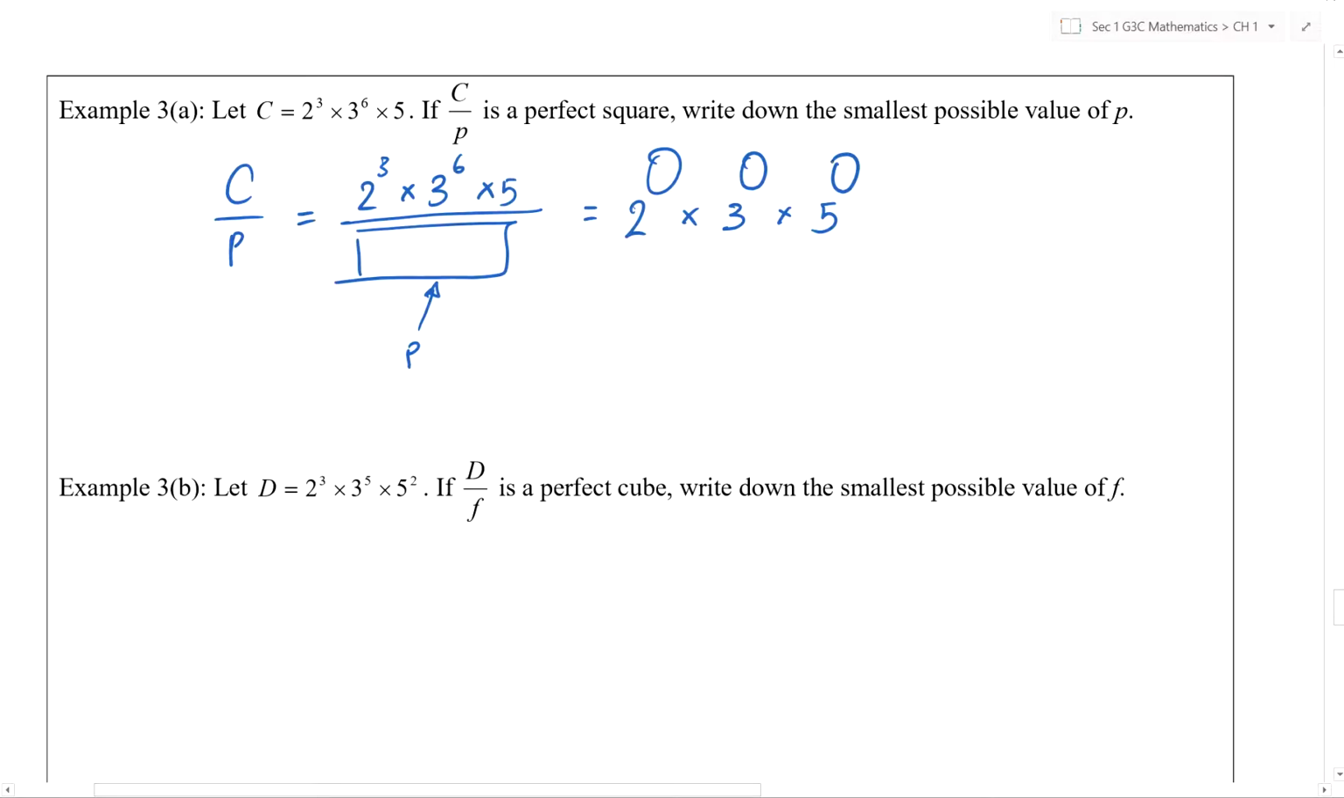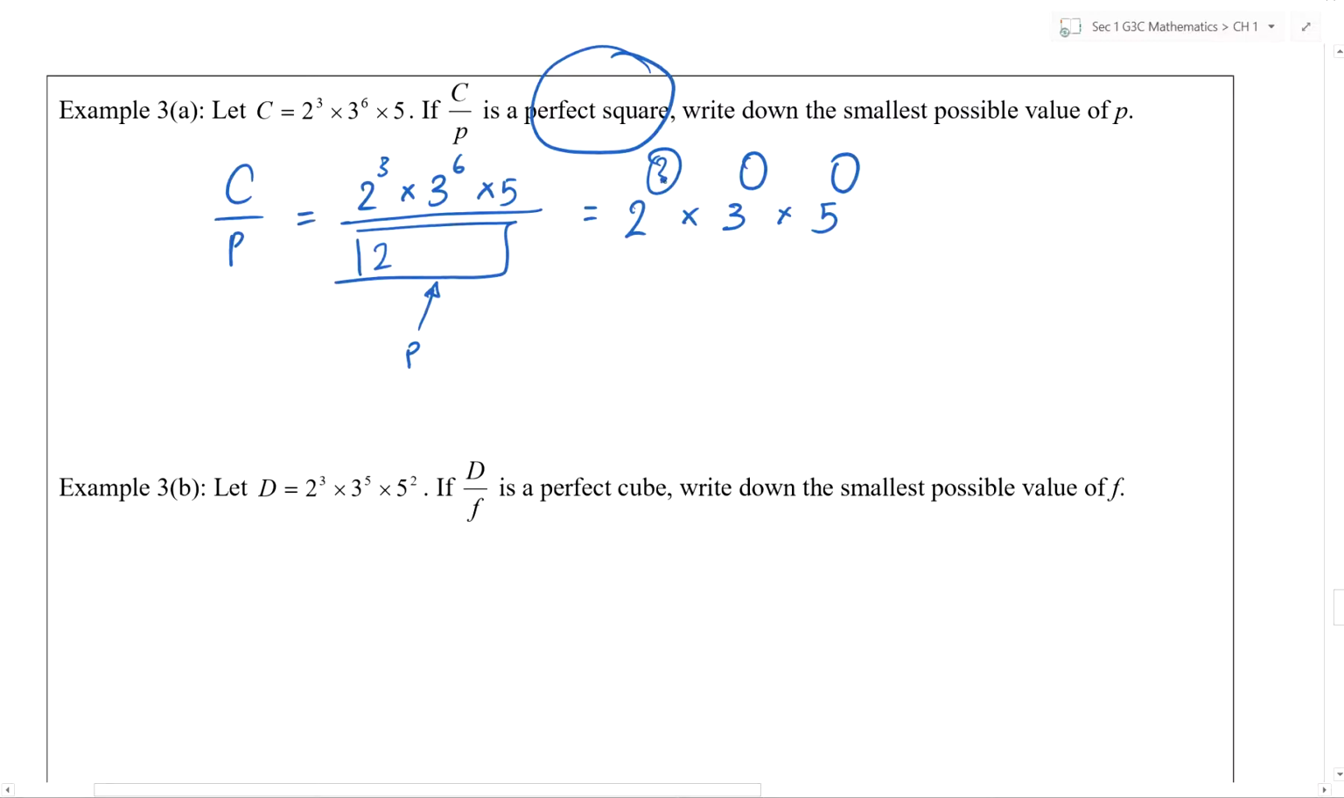When I divide 2 power 3 by another prime factor 2, what happens to the power? Does it become bigger or become smaller? When I divide by, for example, a 2 over here, what happens to the power for 2? 2 power 2, isn't it? So originally in my numerator we have 3 of them: 2 times 2 times 2. But because I want a perfect square, I cannot have 2 times 2 times 2. I need the final power to be an even number.